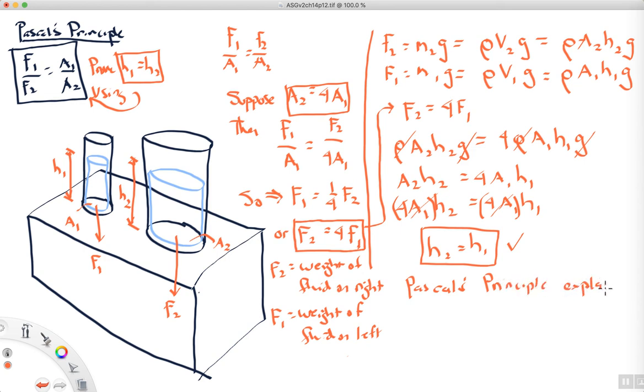So, as a summary, Pascal's principle explains why fluid is level. And that is all that I want to say for today.